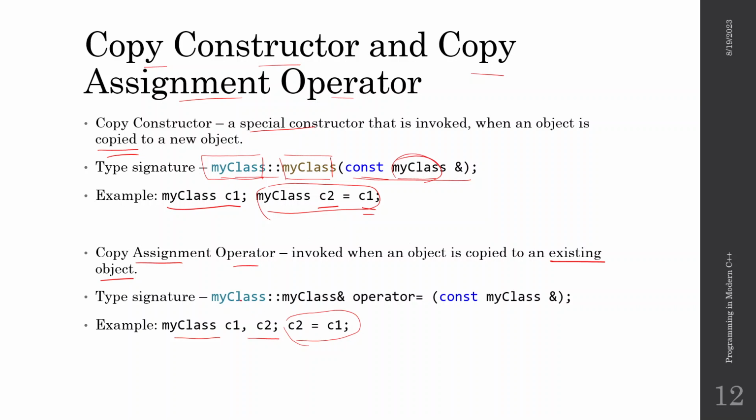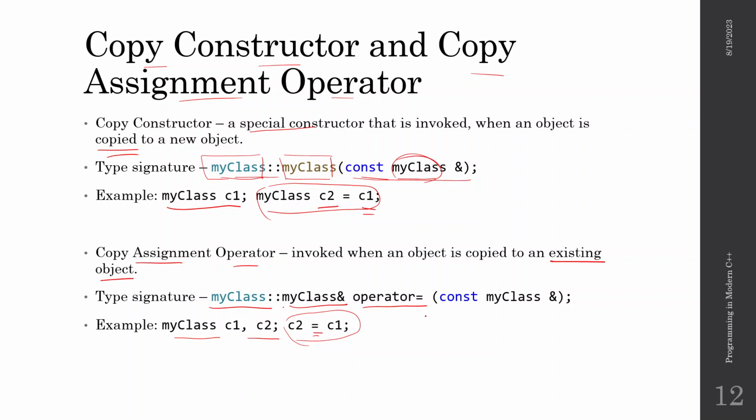Now this copy assignment operator has this type signature. So you can see one difference is that this is not a constructor. This is an example of operator overloading. So this is the class namespace, and it returns a reference to an object of my class type, and then we overload the equal to operator.